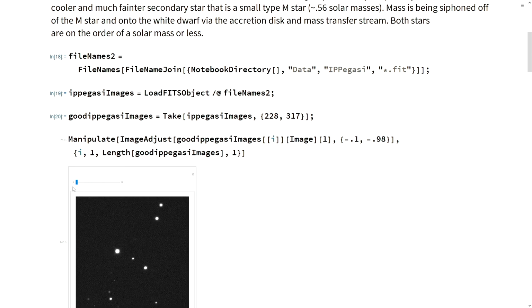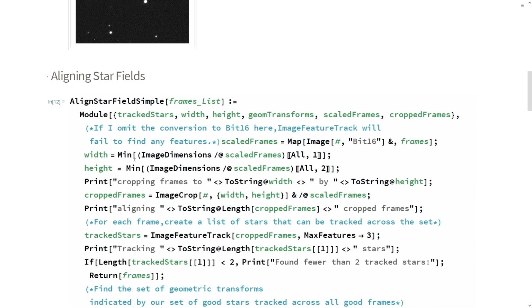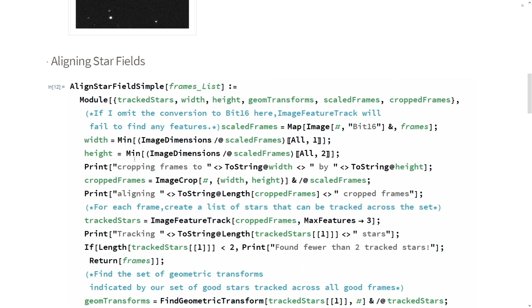And why does it do that? Well, it's because astronomical instruments have errors in their gear trains. And even with good tracking, you're going to still see a little bit of a variation in position. And in order to solve this problem, we need to align the images. And we can do this, again, using Mathematica's image processing capabilities.